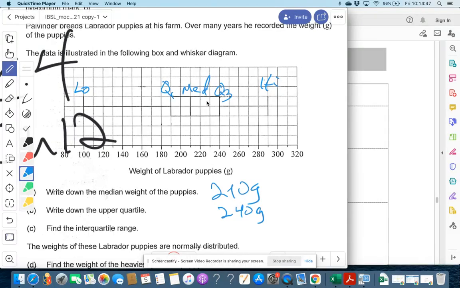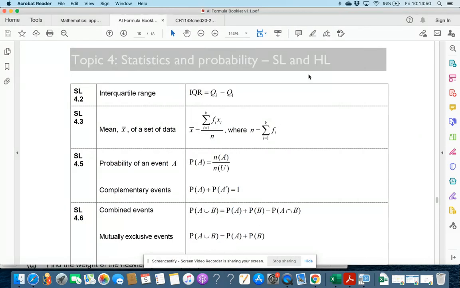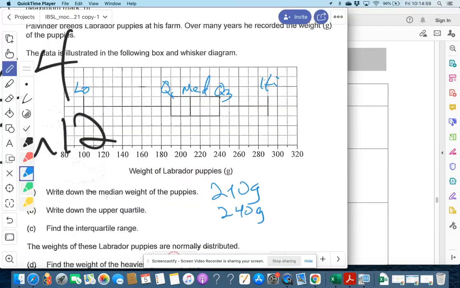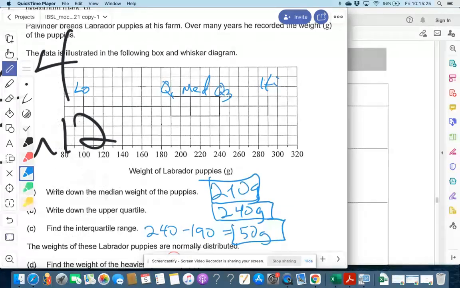And the interquartile range we can get from the formula booklet, Q3 minus Q1. Okay, so we're just going to do a simple subtraction. We don't have Q1. Well, Q1 is 190. So I'm going to do Q3 minus Q1. So the interquartile range is 50 grams. And we're going to box our answers, especially if we have some workings. Do that to make it easier for it to be graded by the examiners.